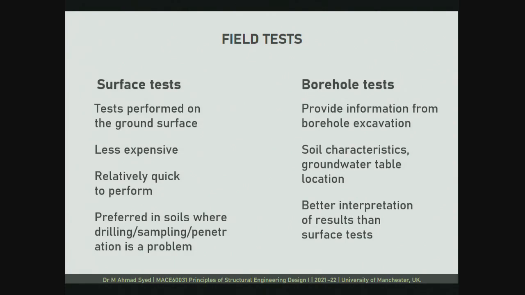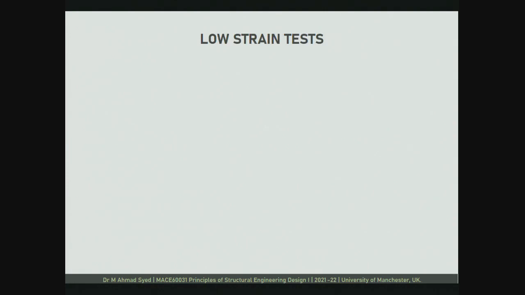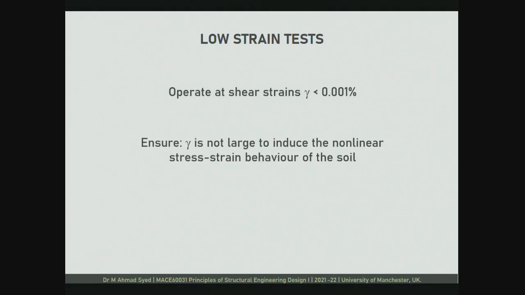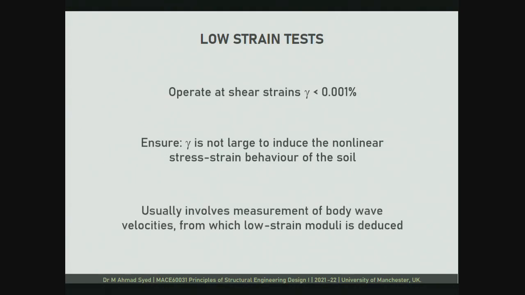As I have said, you have two categories of tests, depending upon the level of strain. So you have a low strain test. It operates at shear strains which are very, very small. So gamma is the shear strain, which is less than 0.001%. In low strain tests, we need to ensure that gamma is not high so that it does not induce the nonlinear stress-strain behavior of soil. So we are still operating in the linear regime with regards to the stress-strain behavior of soil.